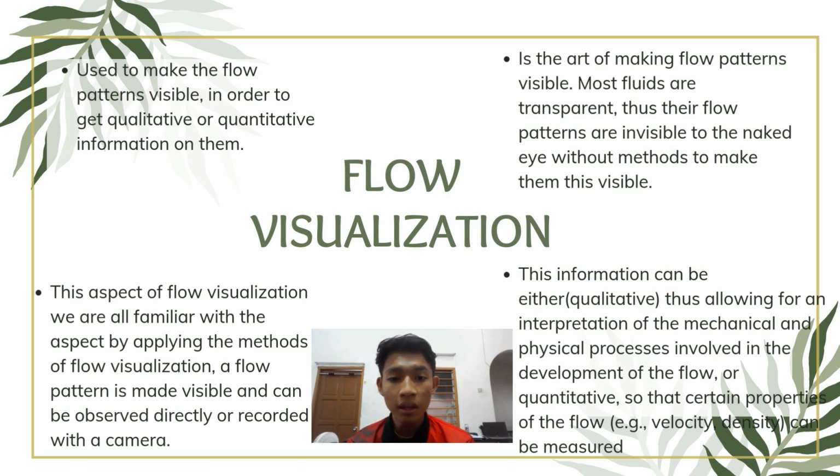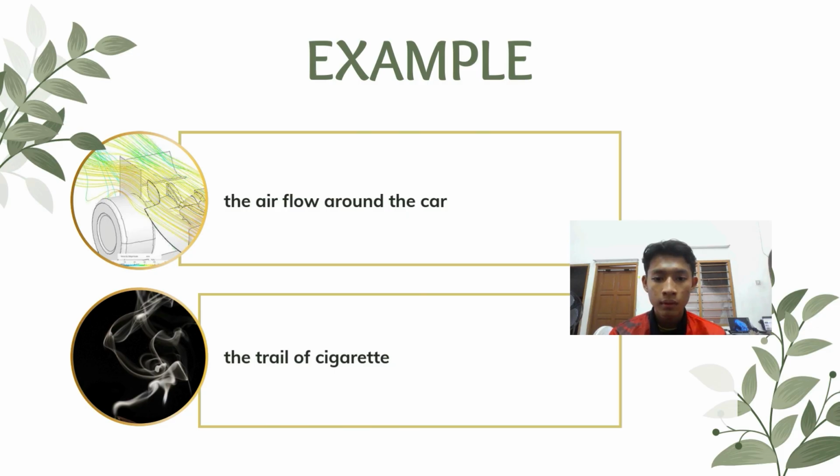This information can be either qualitative, thus allowing for an interpretation of the mechanical and physical processes involved in the development of the flow, or quantitative, so that certain properties of the flow, for example velocity and density, can be measured. So the examples of flow visualization are, the first one is the airflow around the car, and the second one is the trail of cigarettes.